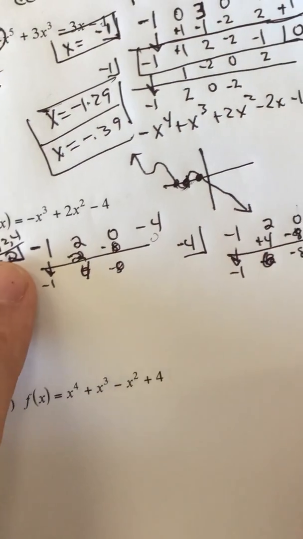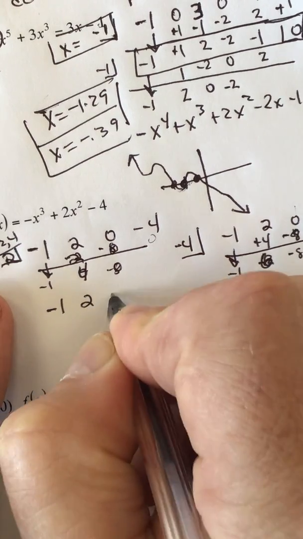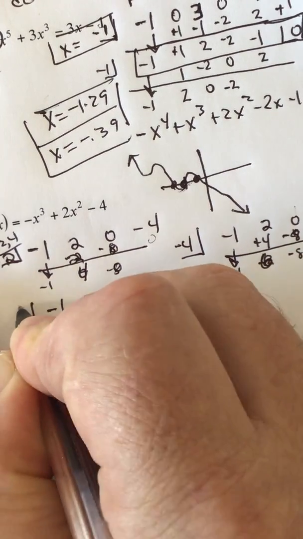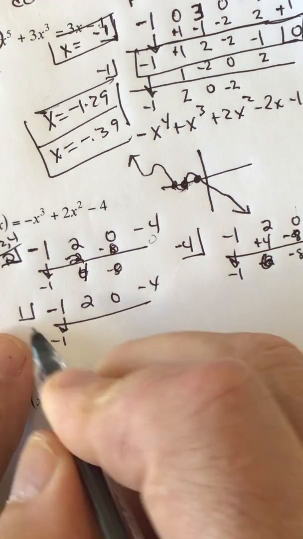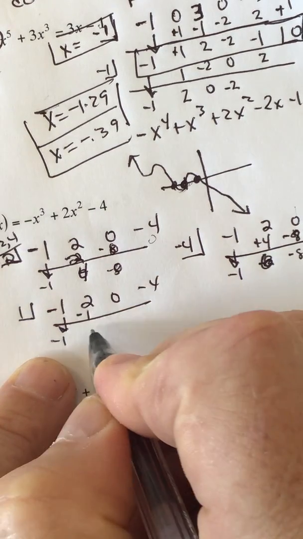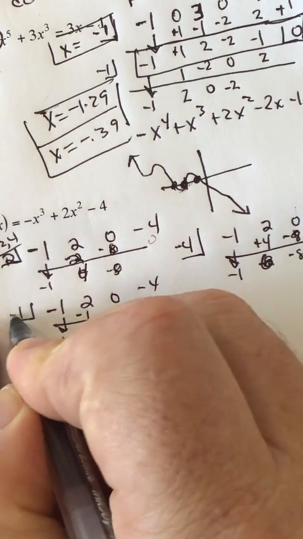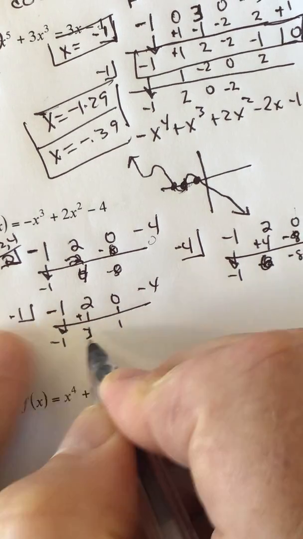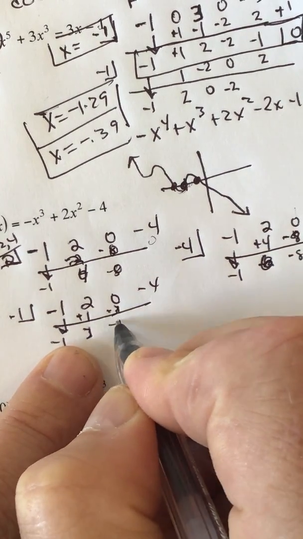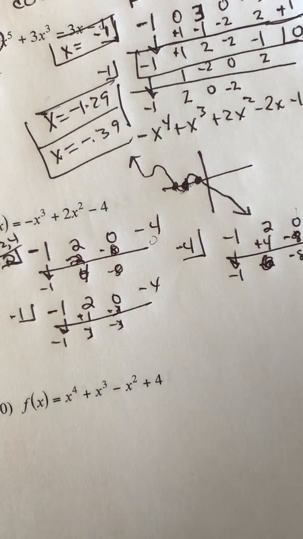Okay, I guess I'll check 1 just to make sure. -1, 2, 0, -4, we'll try 1. 1 times -1 is -1, that adds up to 1. 1 times 1 is 1, 1, that's not 4. Negative, that's 3. -1 times 3 is -3. -3, that's not 4. Okay, so now we have a problem.